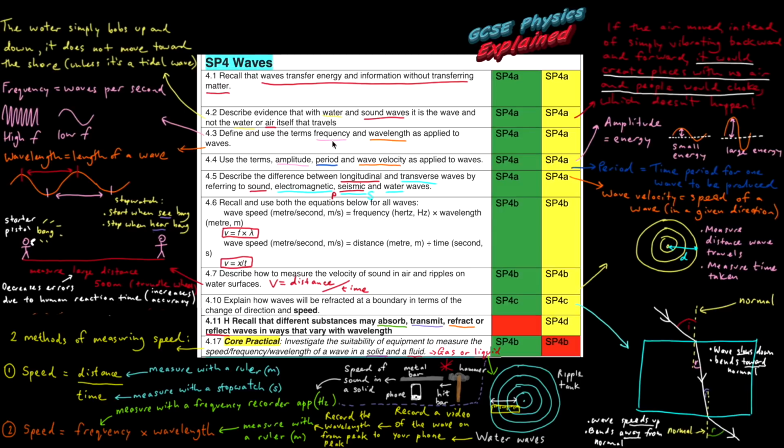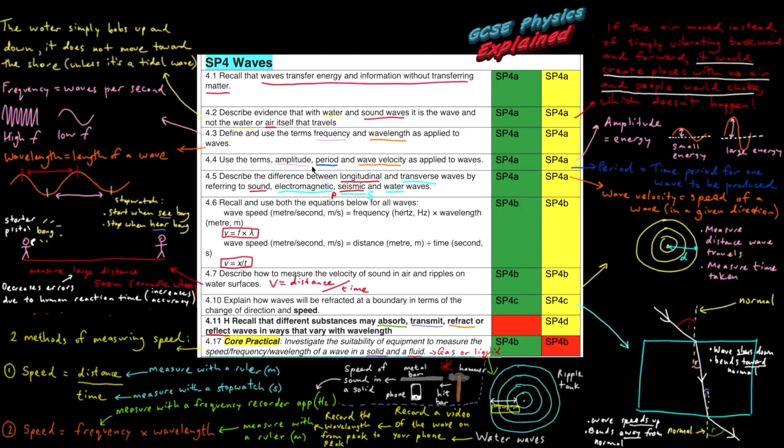Define and use the terms frequency and wavelength as applied to waves. So frequency is how many waves there are per second. So if you've got a high frequency, you'll have lots of waves per second. If you've got a low frequency, you'll have only a few waves per second, or one wave as I've showed here. Wavelength is literally the length of the wave. You can show it on a diagram going from peak to peak or from trough to trough.